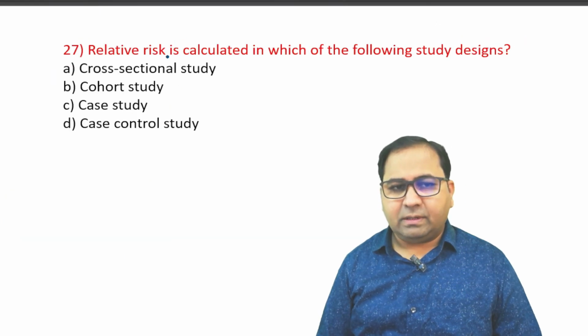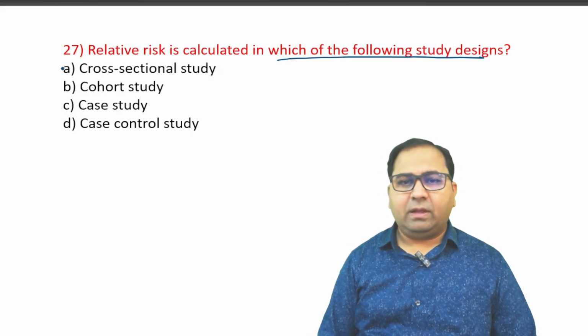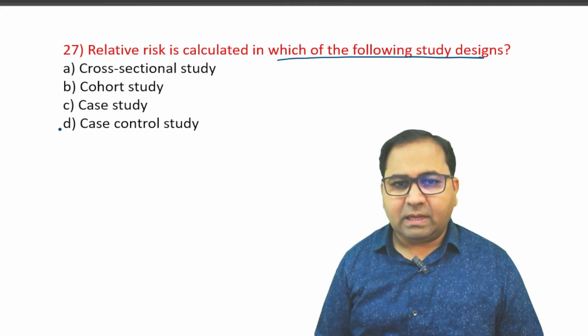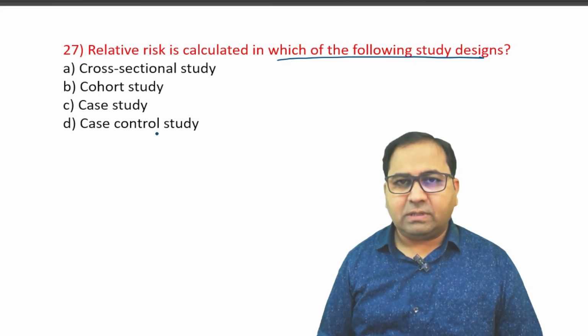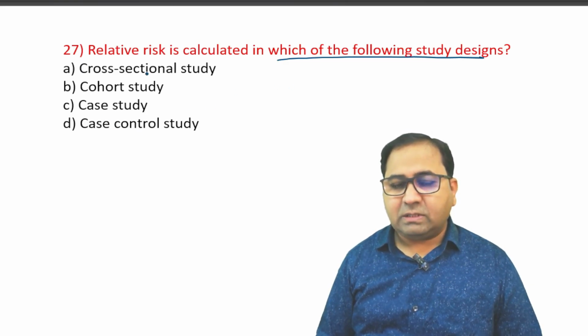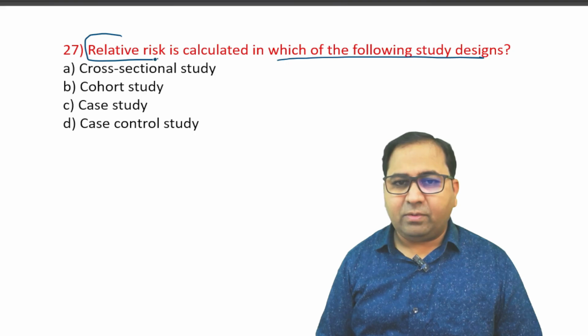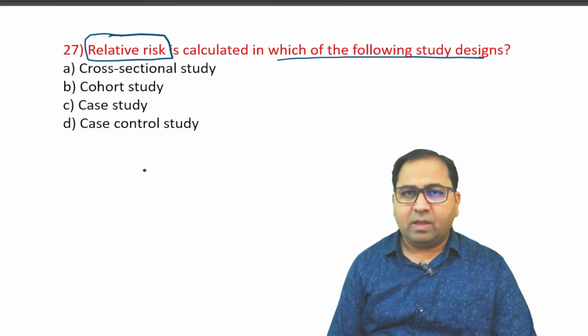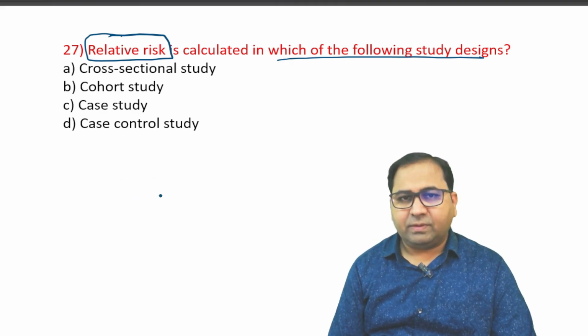Chalo. Next question. Relative risk is calculated in which of the following study designs? Again the chart. Options are A, cross-sectional study, B, cohort study, C, case study, and D, case control study. If not from the chart, at least by this time you should know where you calculate relative risk, because we have seen this in previous chapters of this basic course in biomedical research. So the answer for this question is B, cohort study.